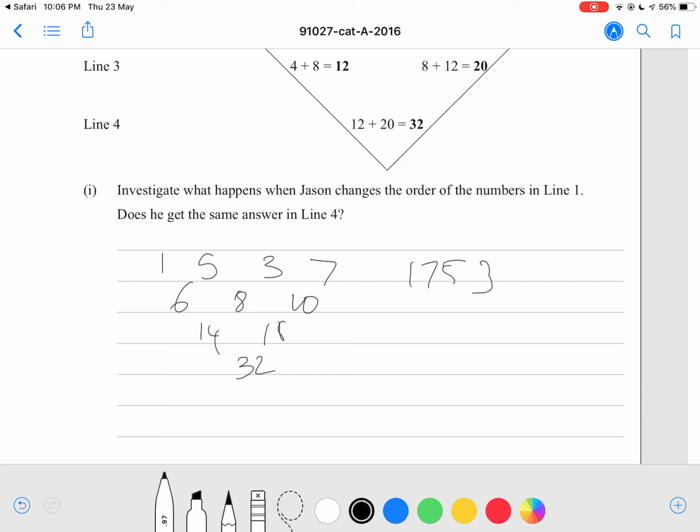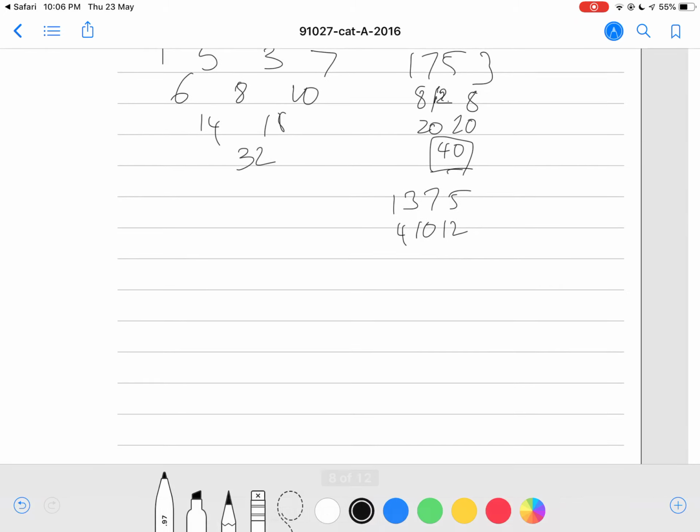Okay, so I'm going to say 1, 7, 5, 3 then. So 8, 12, 8, 20, and 20 and 20, and that's going to give us 40. That's different. And if we try another combination, we'll say 1, 3, 7, 5, okay, 4, 10, 12, and then we're going to say 14, 22, and that gives us 36. That's also different, okay?